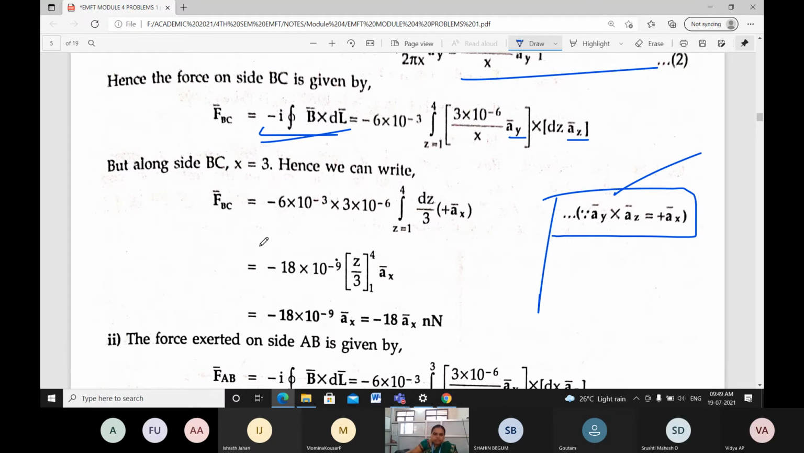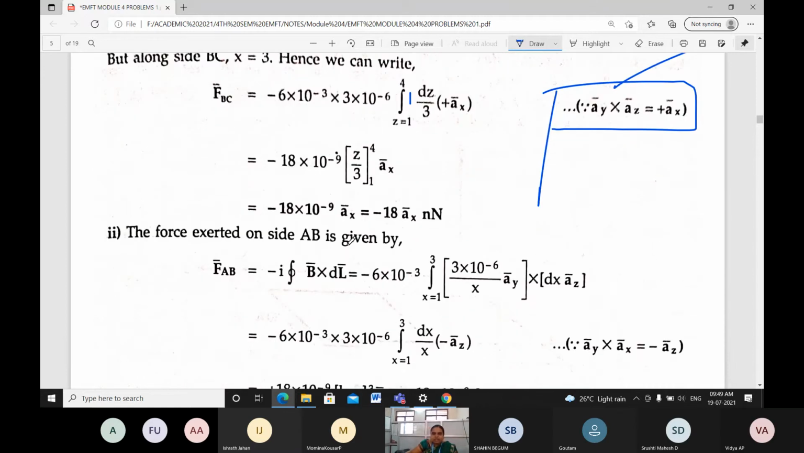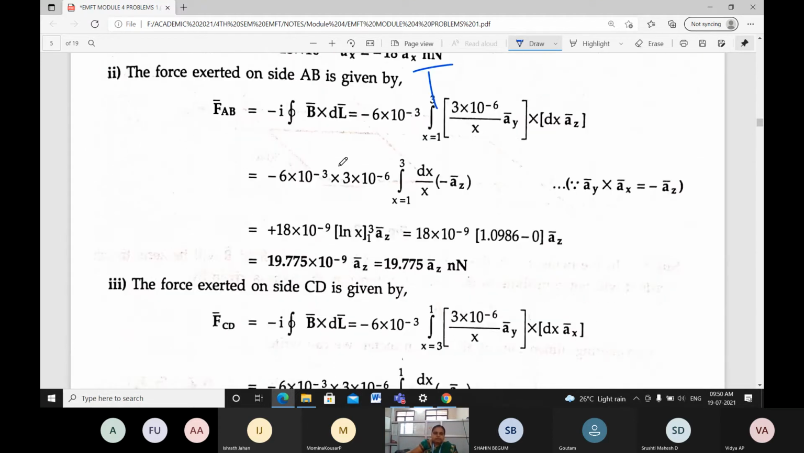Therefore, solving this, you will get minus 18 into 10 raised to minus 9, with the integration of Z being one value here. That is Z divided by 3, with limits varying from 1 to 4, into AX. Then apply the limit here, and you will get minus 18 into 10 raised to minus 9 AX. That I can write as minus 18 AX nano newtons.